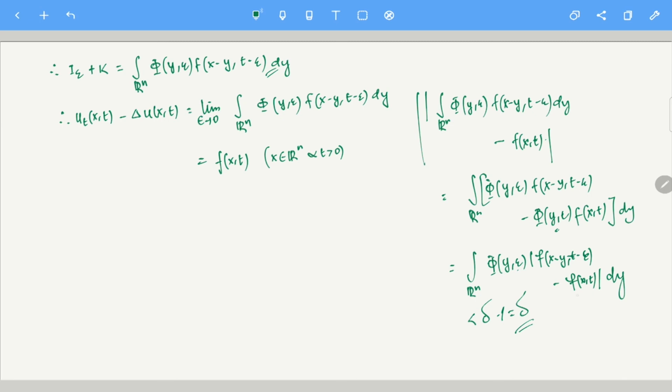This calculation, you just do it. Here what am I using? I am just using that f is continuous, continuous with respect to x and t. This is what I am going to use here. So this is fine, and the second part is done.